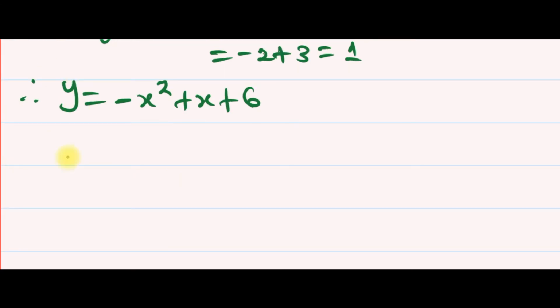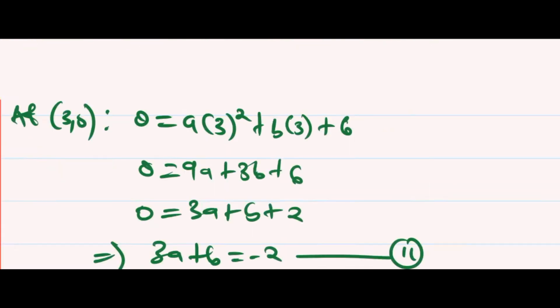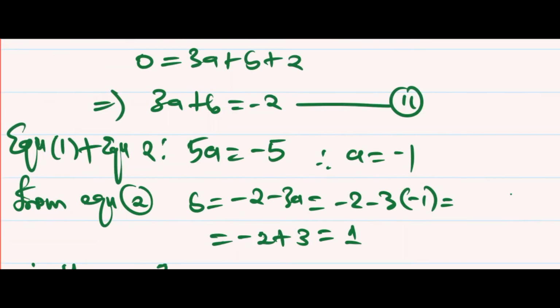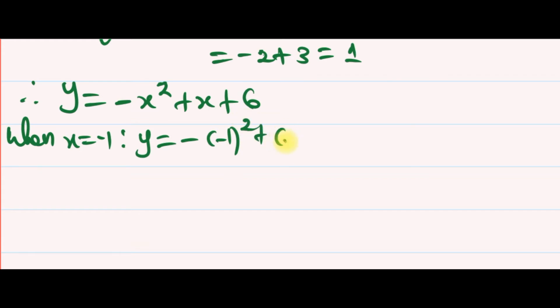The next thing is now to use the function, that is the equation here, to get the remaining values of y. The first unknown values are when x is minus 1, 1, and 2. So let's find the corresponding values of y. When x is minus 1, y is minus 1 squared plus minus 1 plus 6. This is minus 1 minus 1 plus 6, which is 4.